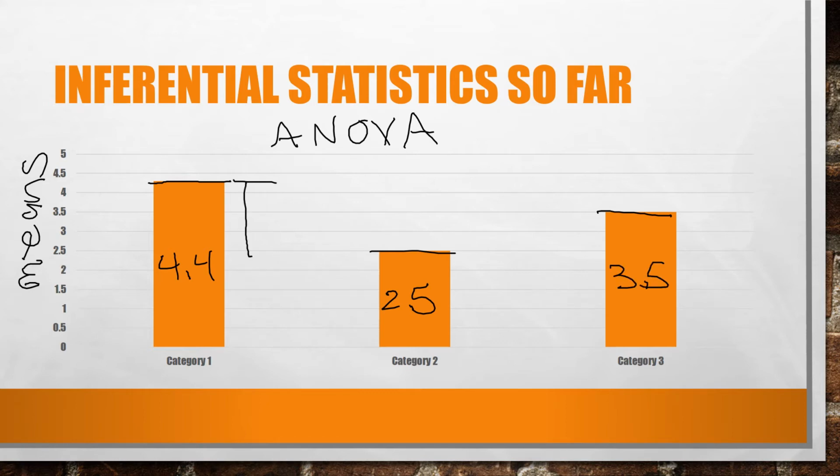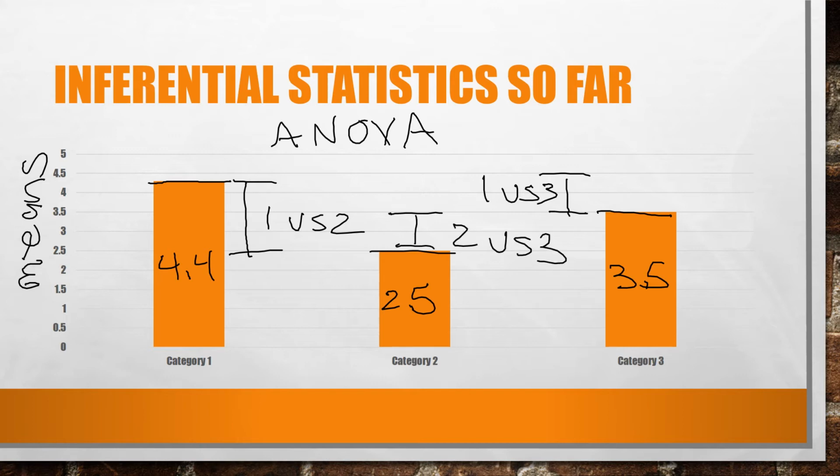So this is the difference between 1 and 2, and then the difference between 1 and 3 here, and then the difference between 2 and 3. So ANOVA tells you if at least one of these differences is significant.